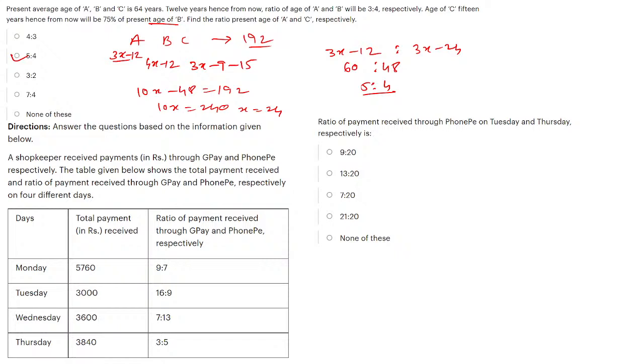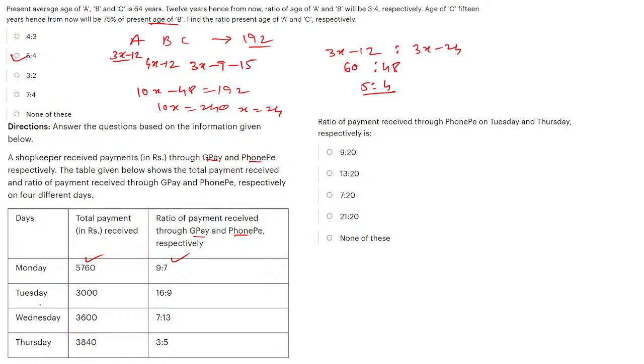Now we are moving to the DI set here. These all questions I have taken a particular mock, the PM mock, so that you can understand in which way you can solve it out to get the best output, right? So a shopkeeper receives payments through GPay and PhonePe respectively. The table shows below the total payment received and the ratio of payments through Google Pay and PhonePe on 4 different days. So this is the total payment and this is the ratio of payment through Google Pay and PhonePe, right? Easy one.